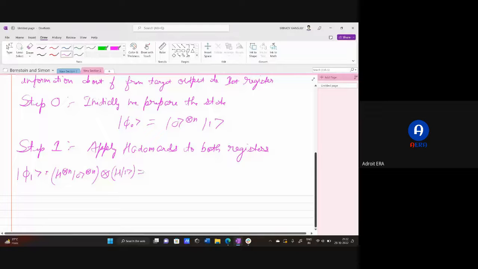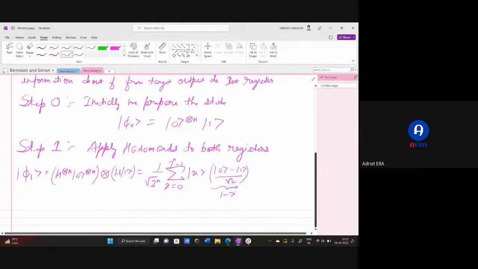So again, directly using that from that class, 1 by under root 2 to the n summation x equal to 0 to 2 to the n minus 1, ket x, and also Hadamard applied to ket 1, which is ket 0 minus ket 1 divided by root 2, which is also your ket minus state, right? So this is step 1.